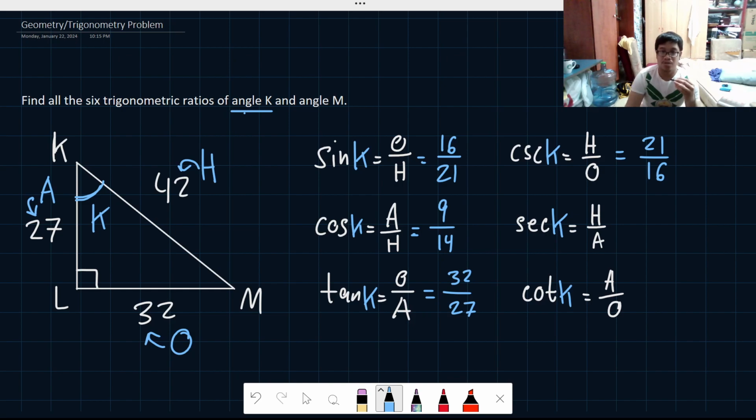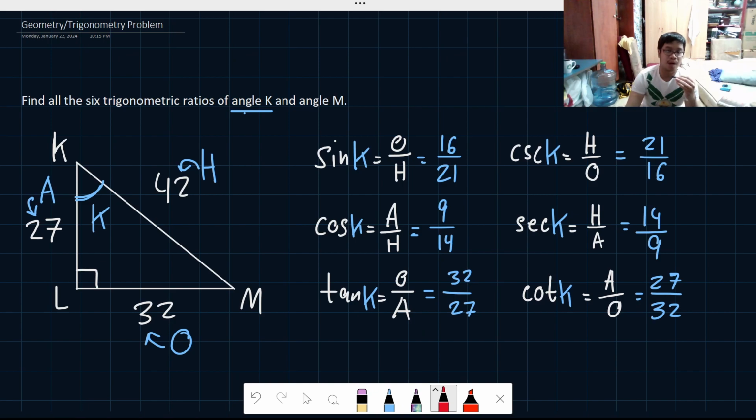Okay? So likewise, for the cosine, we have A all over H. For secant it is H all over A. So just exchange the positions. We will have 14 all over 9. And lastly, likewise for the cotangent. For tangent, we have 32 all over 27. So interchange it. Your cotangent will have 27 all over 32. And these are your trigonometric ratios of angle A.